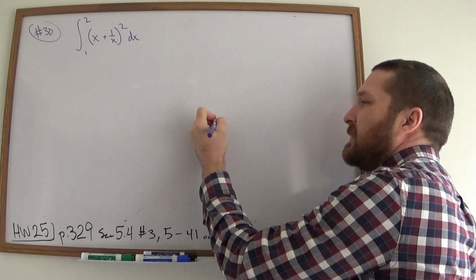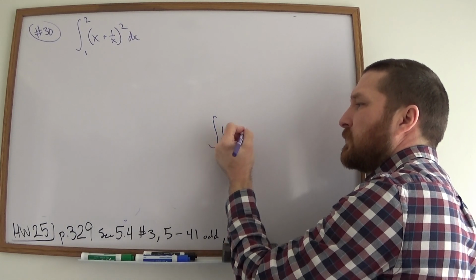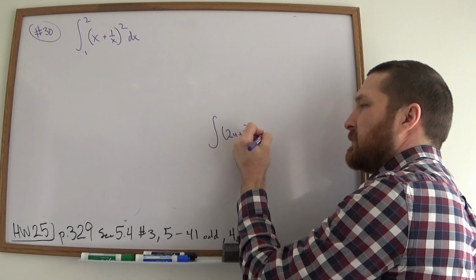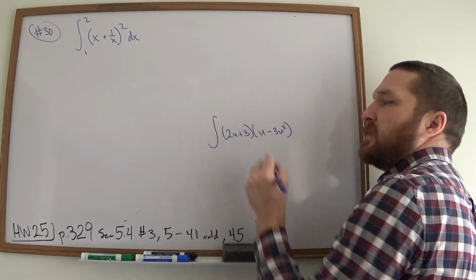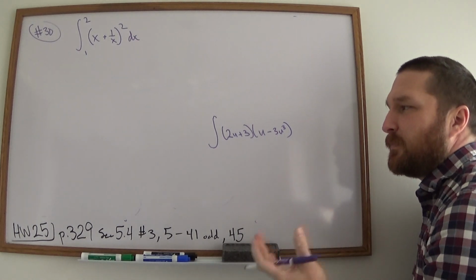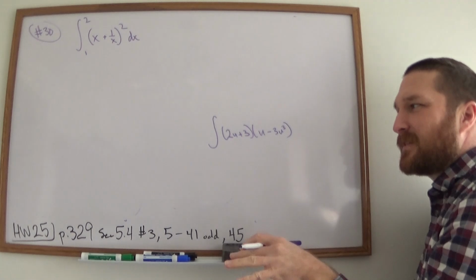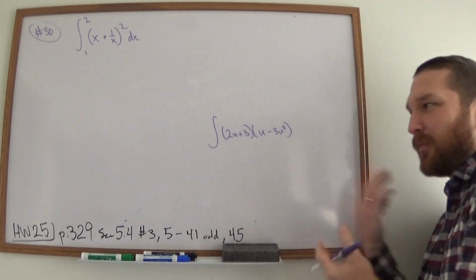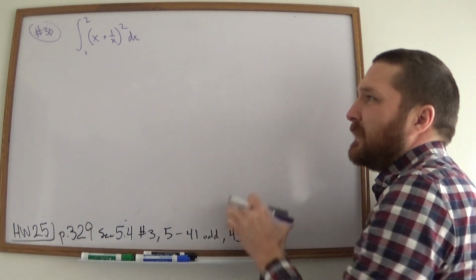I wasn't going to go over these, but it's just the antiderivative of stuff like this, like 2u plus 3, and then like u minus 3u cubed or something like that. It's going to be easy, same thing as with derivatives. It's just easier if you multiply it out and do it bit by bit. So that's what I'm going to do here too.